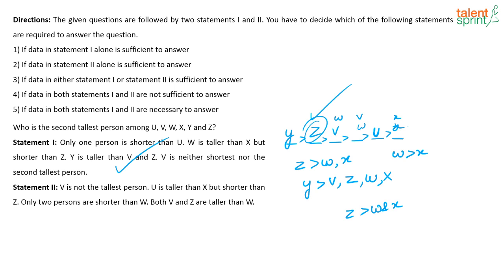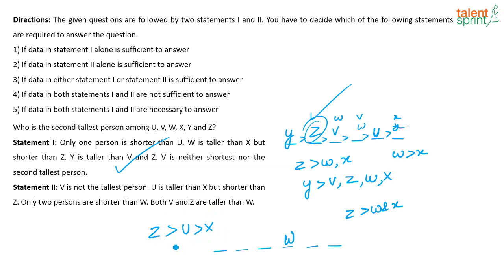Now, let us look at statement 2. What does statement 2 say? V is not the tallest person. U is taller than X but shorter than Z. Only 2 people are shorter than W. Okay. 1, 2, 3, 4, 5, 6. Only 2 people are shorter than W means this is W. And Z is greater than U, U is greater than X.